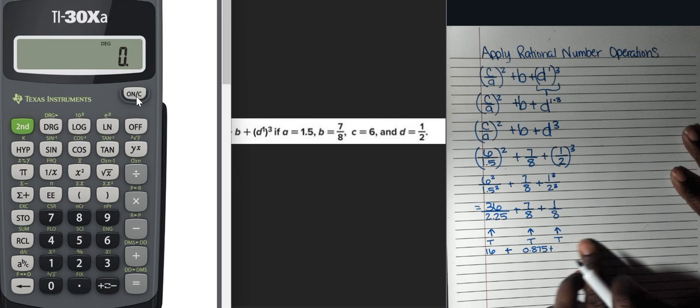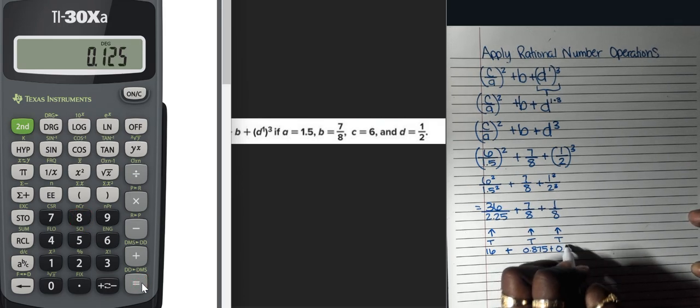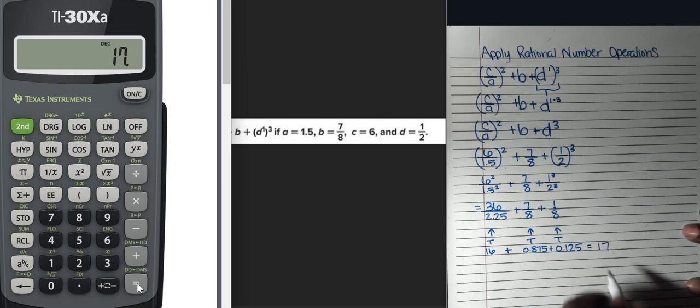Okay. So 1/8 is going to be 1 divided by 8. That gives me 0.125. Okay. Now let's add all of those numbers up now. So we have the 0.125. I'm going to add 0.875. I'm working my way backwards now. Plus 16. Okay. All right. So our answer is 17. That looks better. All right. So our answer is going to be 17.